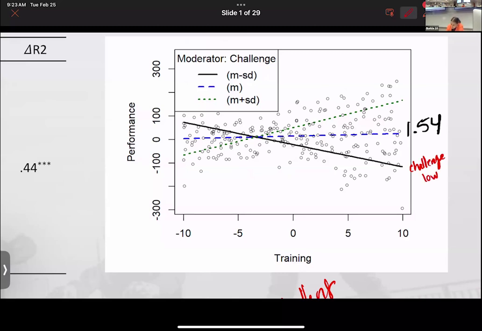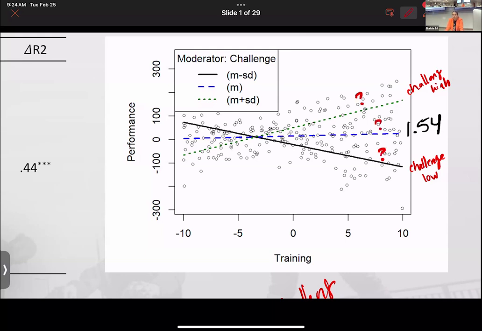Low, right? 1 standard deviation below. Here's when challenge is high. Now, the question is, what are these slopes? We can look at it and we can see that when challenge is low, the relationship between training and performance is actually negative. So when you're in a training that's really dull and not hard, then training has a negative impact on performance, right? When you're in a challenging training, then the more training you get, the better you get at your job, as long as that training is what? Challenging.